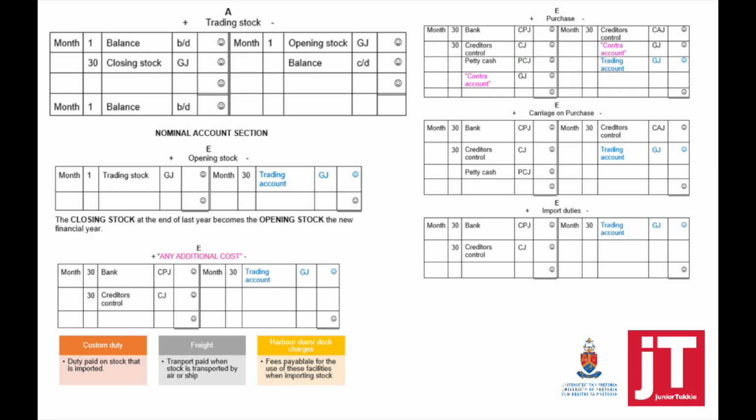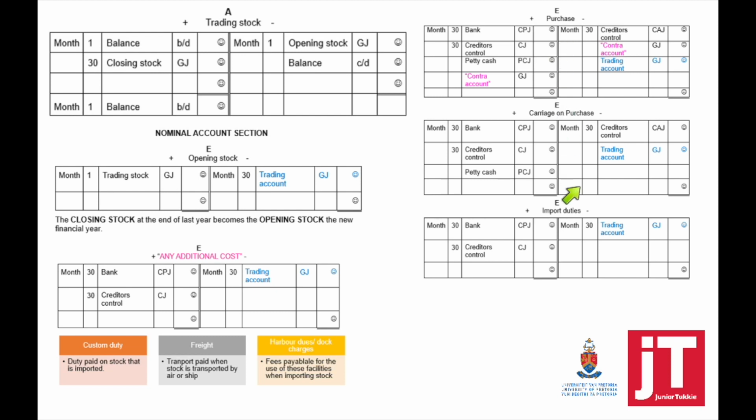If we have to pay for transport, cash or credit, it means we now need to open up an expense account, which is carriage on purchase. If we have to pay for import duties in getting that trading stock, before it would have been added to the trading stock account if we use a perpetual or continuous inventory system. But now we need to open an expense account, import duties, and it will be the same for any other cost, like custom duties, freight, harbor dues, any other cost.